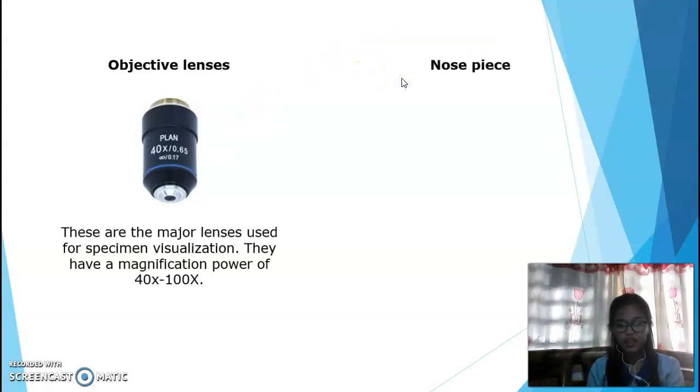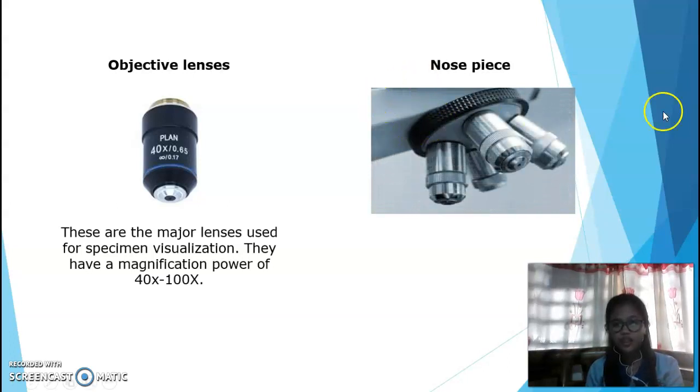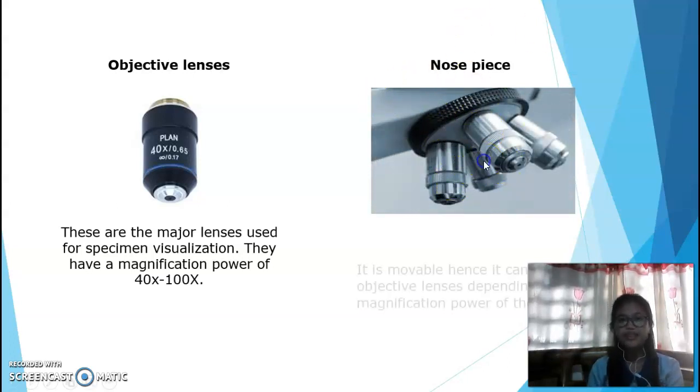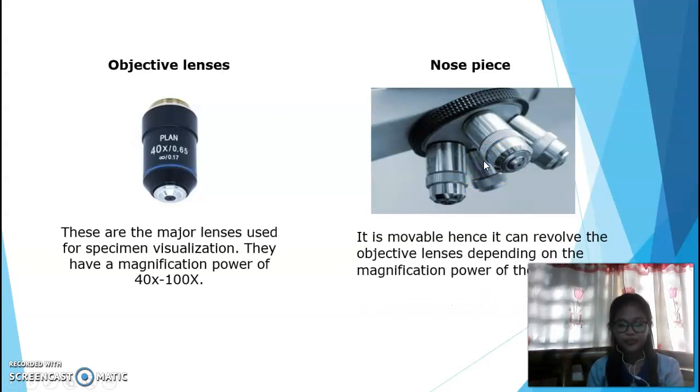The next one is the nose piece. This is the nose piece, also known as the revolving turret. It holds the objective lens.